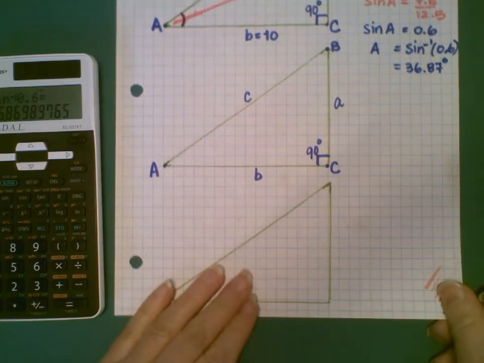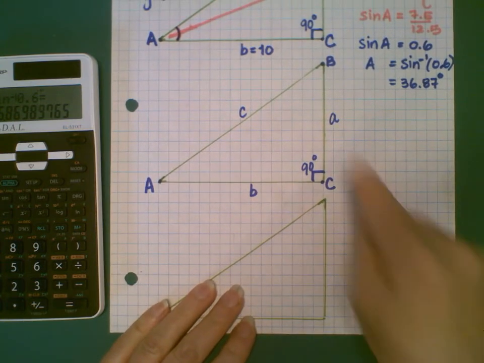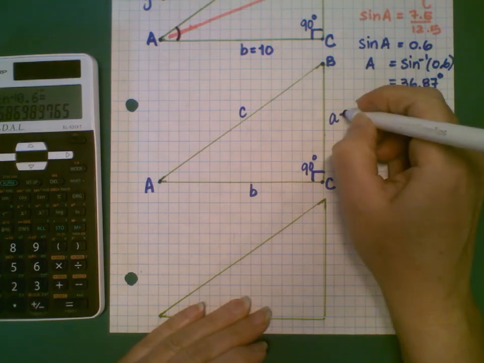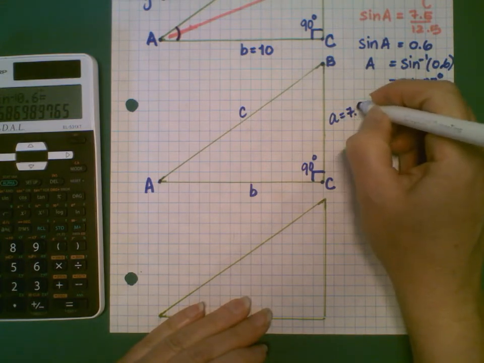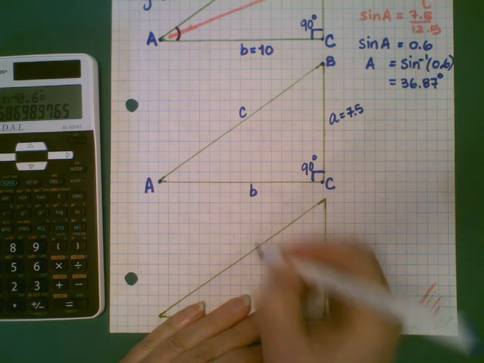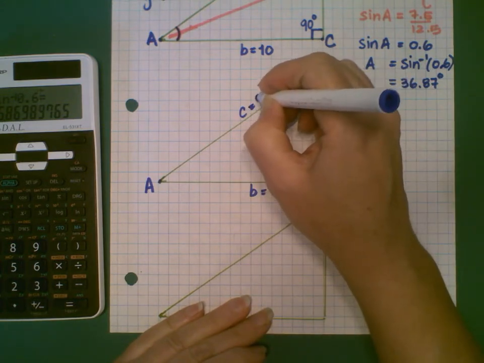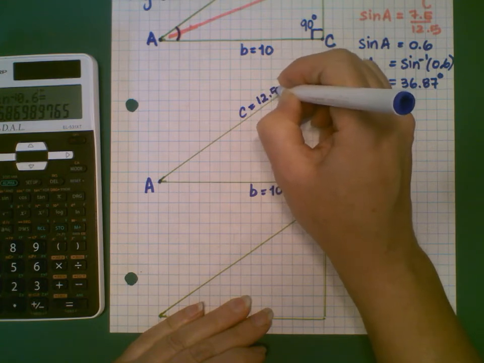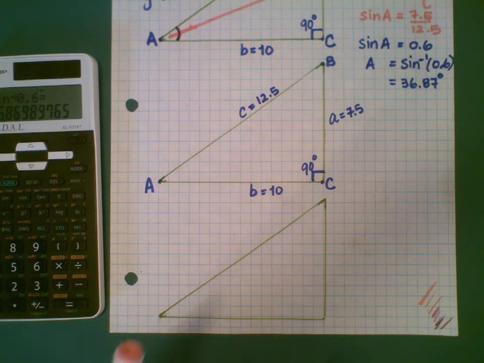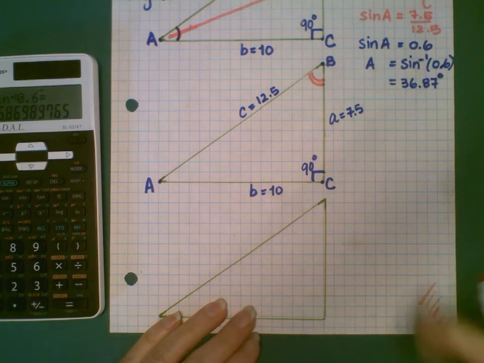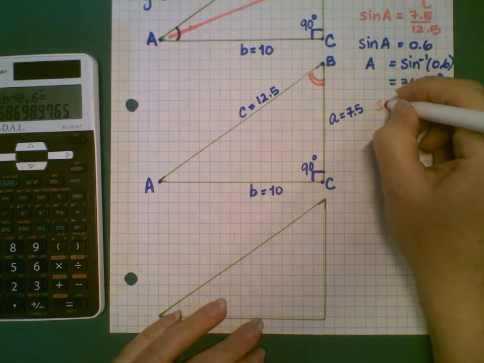Okay, let's look at the sine ratio for B. So we already figured out above that the value of A is 7.5, the value of B is 10, and the value of C is 12.5. So this time my reference angle is going to be B. So sine B.